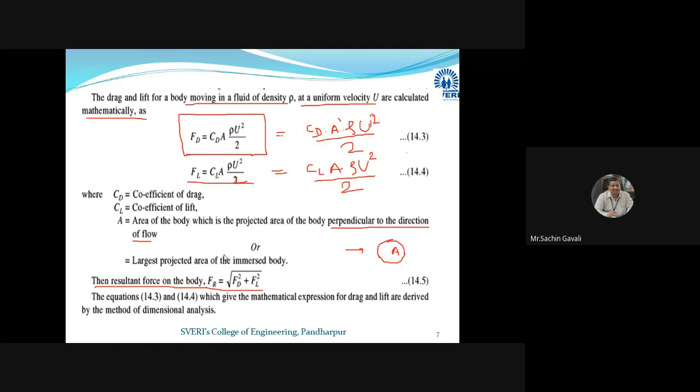Now everybody has to remember this formula. FD is equal to CD A rho U square divided by 2 and FL is equal to CL A rho U square divided by 2. This completes theory on drag and lift. Now next is numerical. Write down the first numerical. If it is over, then tell me over.